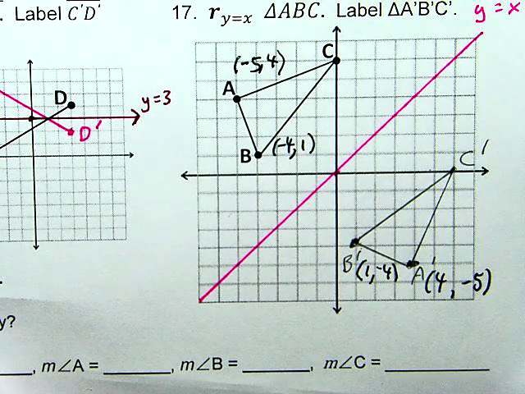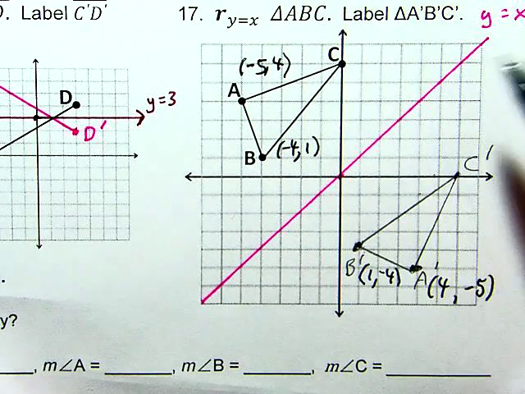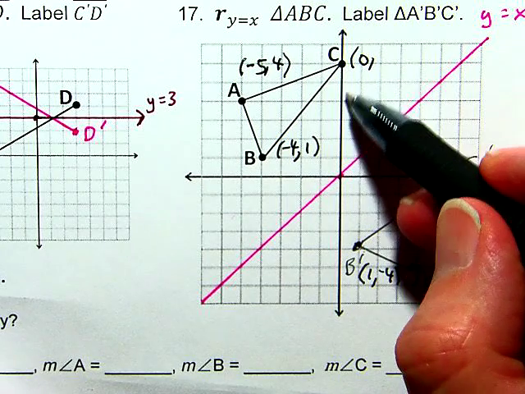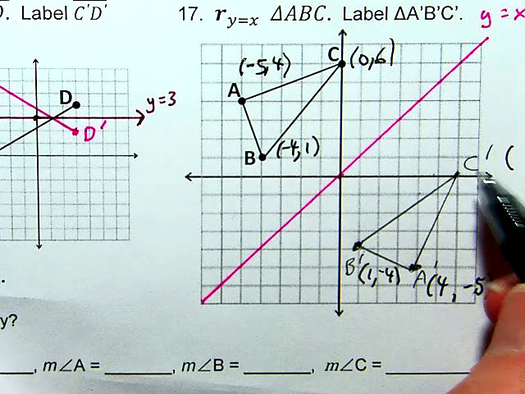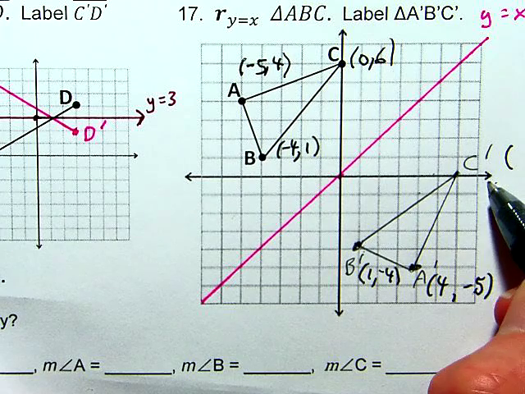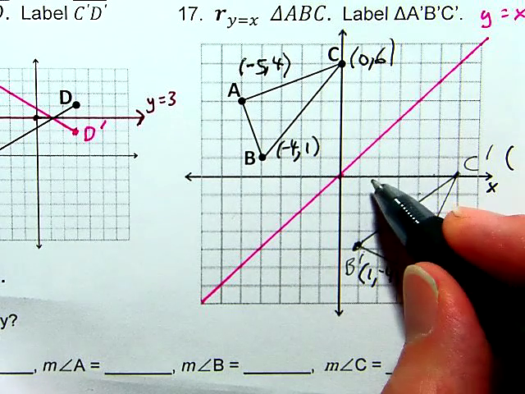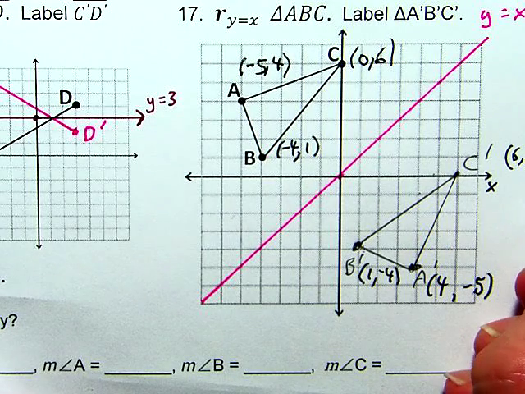And now let's put down the coordinates for point C. Point C is right on the y-axis, so the x-coordinate is 0, and the y-coordinate is 6. Point C prime is right on the x-axis, so its x-coordinate is 6, and its y-coordinate is 0.